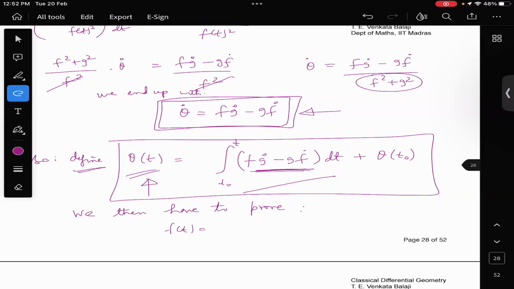Therefore, I use the integral of that to define theta, redefine theta now. And then I want to go back and say this theta defined by this analytic expression is the same as the geometric theta. That means I have to show that cos theta t is f of t and sin theta t is g of t. So you have to prove now that f of t is cos of theta t and g of t is sin of theta t. You have to prove this, okay.